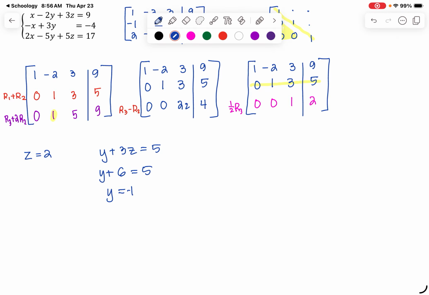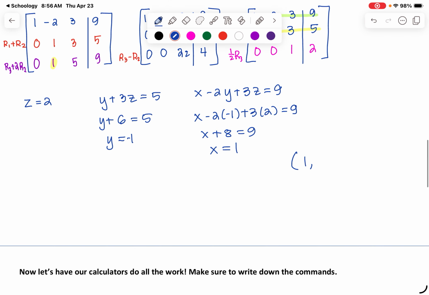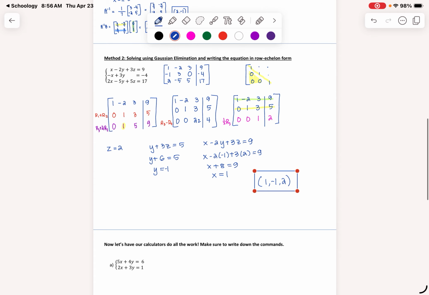And then lastly, this equation right here is x minus 2y plus 3z equals 9. So I'm gonna write that down. X minus 2y plus 3z equals 9. And I can plug in -1 for y and 2 for z. So I have x minus 2 times -1 plus 3 times 2 equals 9. So that's x plus 8 equals 9. So x is equal to 1. So then I get the ordered triple solution, 1, -1, 2. If you look back at the opener, these are the same exact solutions that we got in the opener, okay?